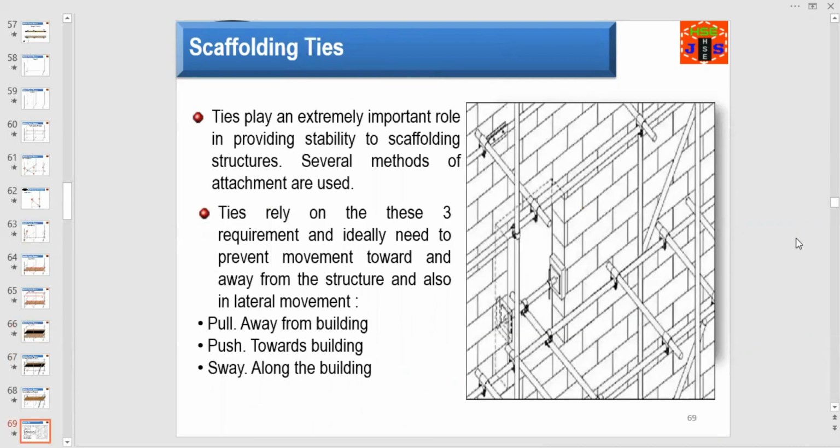Dear friends and colleagues, scaffolding structures need to be tight, and this is only possible with the help of scaffolding ties. Ties play an extremely important role in providing stability to scaffolding structures. Several methods of attachment are used. Ties rely on these three requirements and ideally need to prevent movement toward and away from the structure and also lateral movement: pull away from the building, push towards the building, sway along the building.